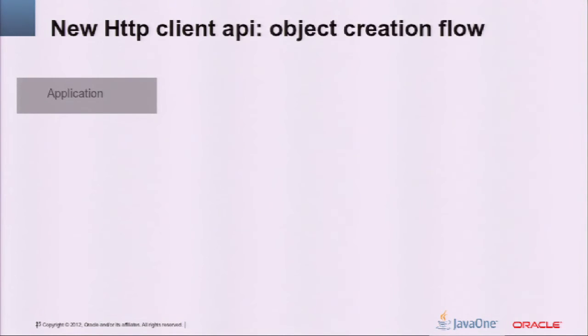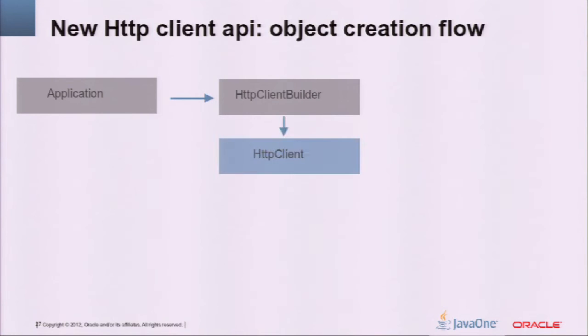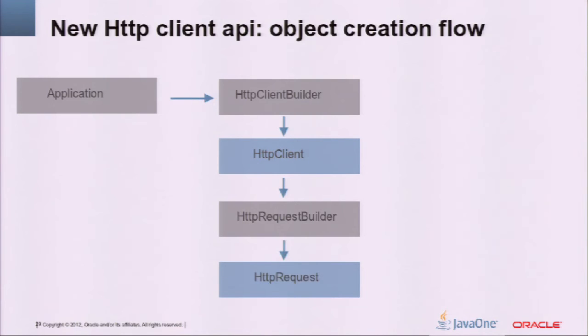So now let's turn to the main idea in the new API. So you start with an application. The first thing you do is get hold of a client builder from which you're going to build an instance of an HTTP client. Then the HTTP client's job is to build request objects for you. And to do that, it uses a request builder. The request builder builds instances of HTTP requests where you configure the headers and the payload and so on in a variety of different ways.